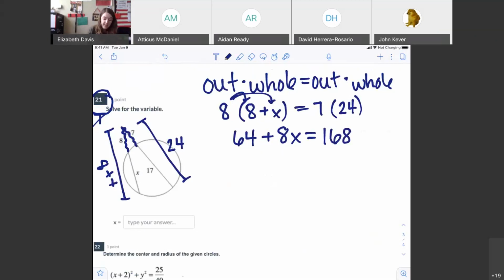So then to get x by itself, we'll subtract 64 from both sides. So 8x equals 104. Beautiful, thank you. So when we divide by 8 on both sides, x equals 13.